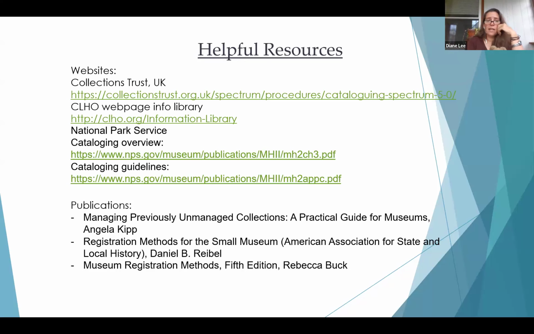National Park Service is always a great example with both the cataloging overview and guidelines. Collections Trust in the UK has great information as well. So things like that are really good. Registration Methods for Small Museums is always a go-to, and also Museum Registration Methods. Sometimes those are pretty pricey. You can get them on used book sites, or set Amazon to search for one. If you don't get the most current edition, go to the edition before and it's okay. There's still some of this information that is not going to have changed.